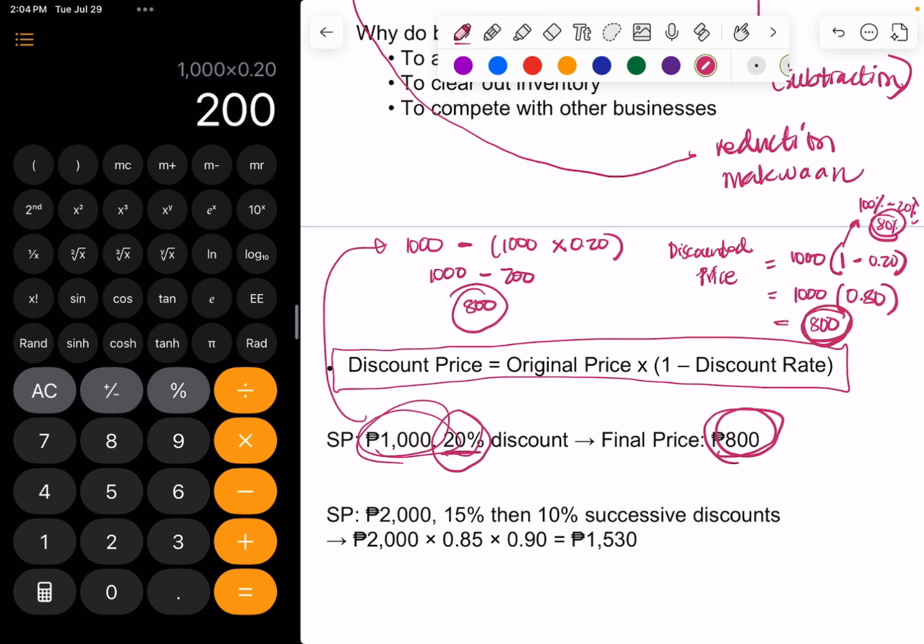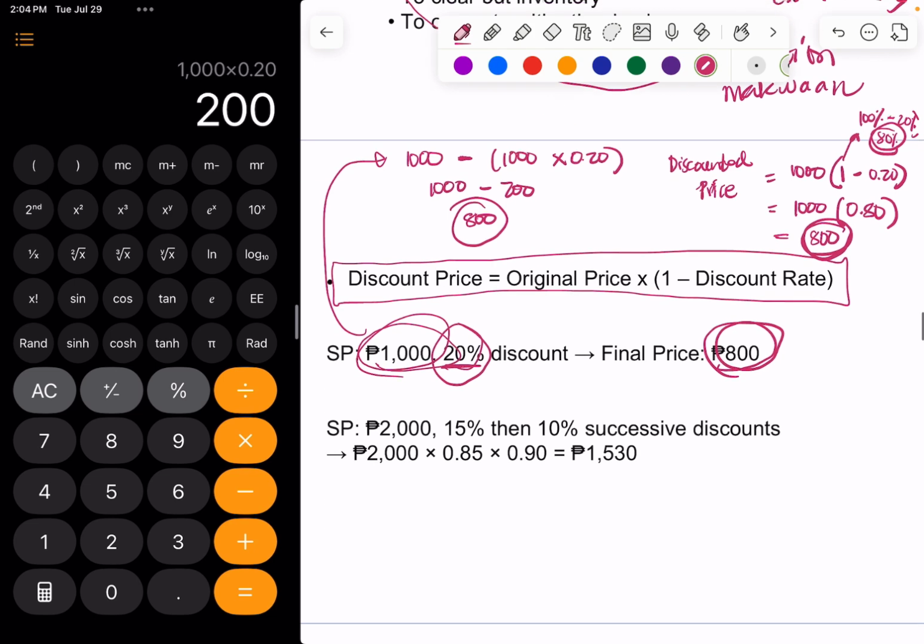So you can think of it as 100% minus kung pila ka percent ang discount. If naay 30% discount, so 100% minus 30%, that is 70%. So that is 0.70.